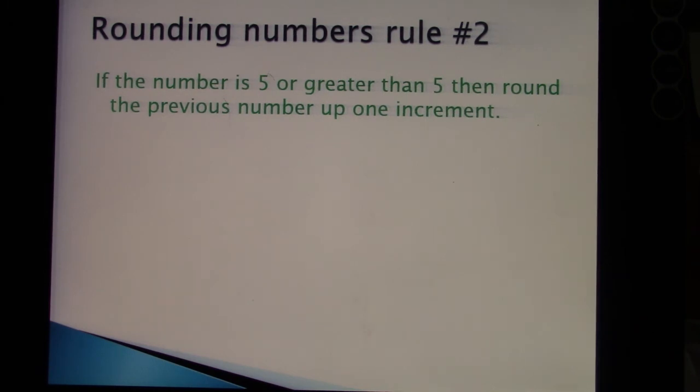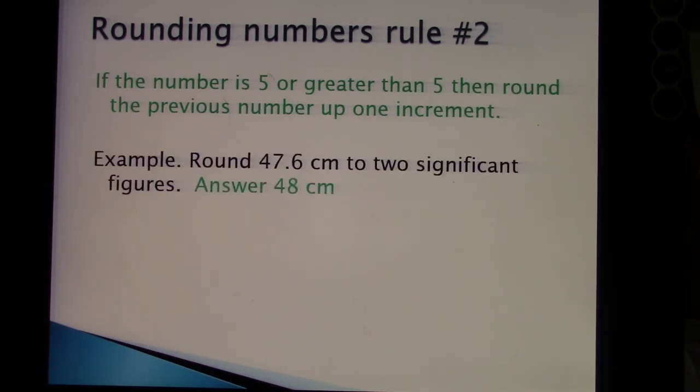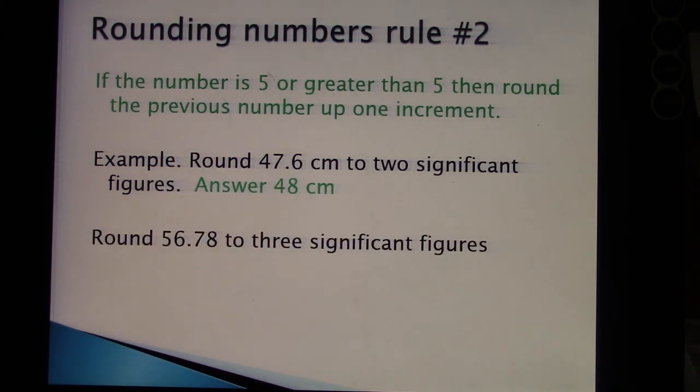So 6 is higher than 5, so we rounded it to 48. All right, round 56.78 to 3 significant figures. If you said 56.8, you're correct, because 8 is higher than 5.